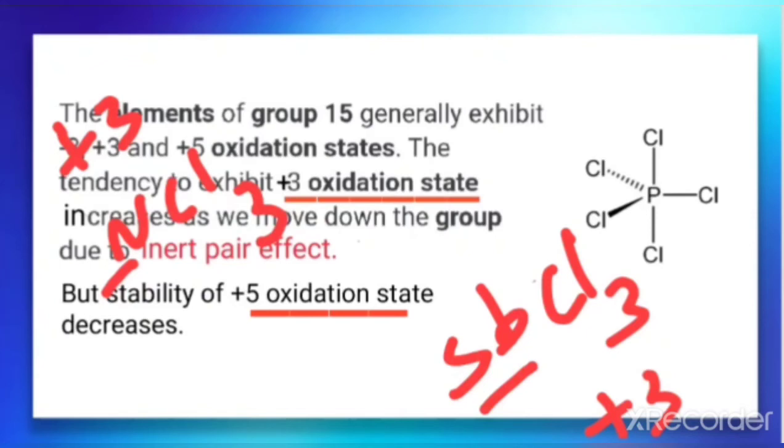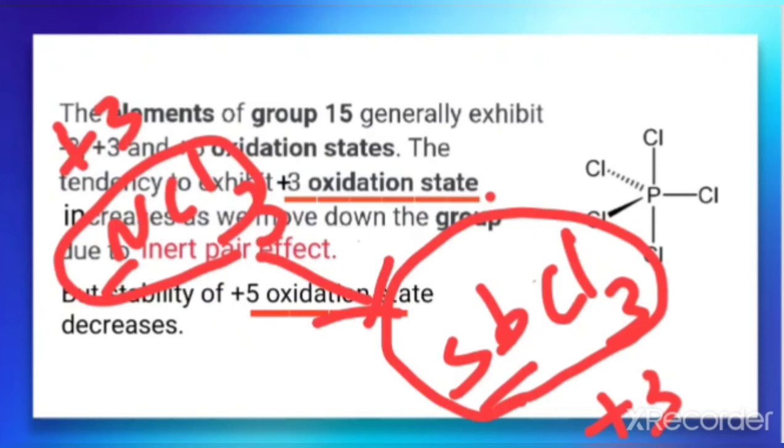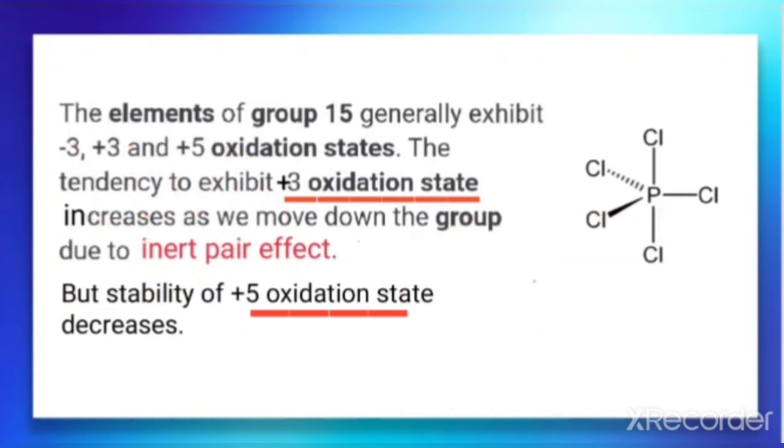As we have discussed, the stability of the +3 oxidation state increases down the group. Since nitrogen is at the top, from top to bottom the stability of the +3 oxidation state increases. So that means SbCl3 will be more stable compared to NCl3, because due to the inert pair effect, the tendency to exhibit the +3 oxidation state increases as we move down the group. But the stability of the +5 oxidation state decreases.